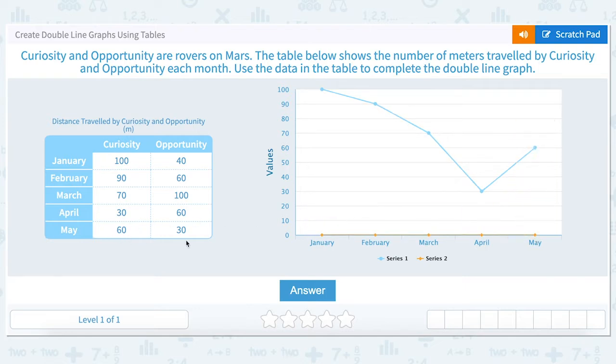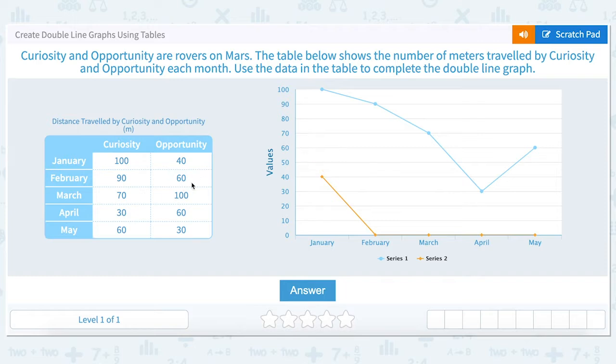Now let's take a look at Opportunity. Opportunity has not been graphed yet, so we need to make all the points on the data graph. Let's start with January. In January, Opportunity traveled 40 meters. The meters are on the y-axis. When we go to January, we want to plot a point at 40 meters on the y-axis. So we travel up until we have reached 40 meters on the y-axis, and we place a data point.